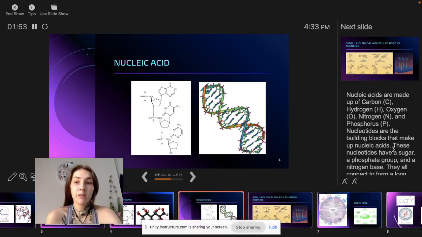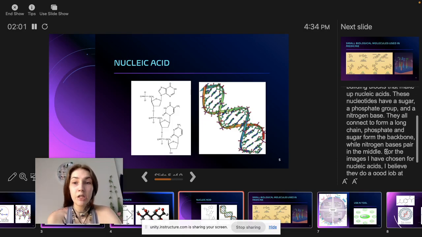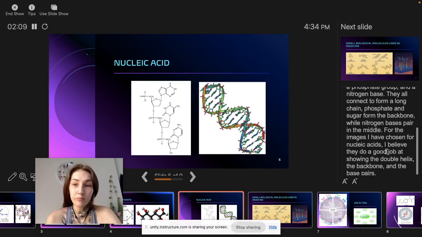Nucleic acids are made up of carbon, hydrogen, oxygen, nitrogen, and phosphorus. Nucleotides are the building blocks that make up nucleic acids. These nucleotides have a sugar, a phosphate group, and a nitrogen base. They all connect to form a long chain. Phosphate and sugar form the backbone, while nitrogen bases pair in the middle. For the images I've chosen for nucleic acids, I believe they do a good job at showing the double helix, the backbone, and the base pairs.